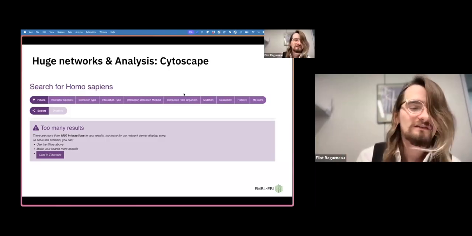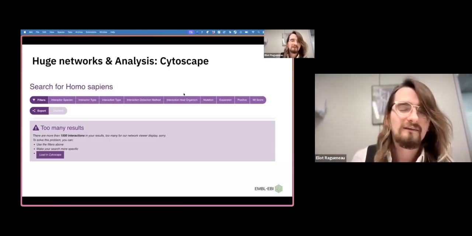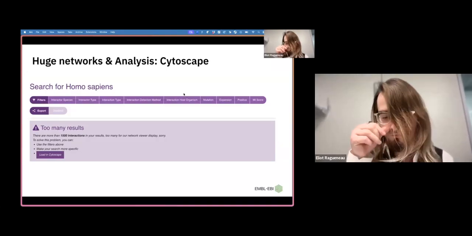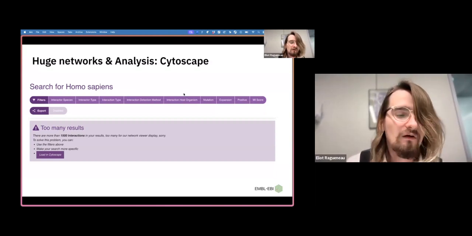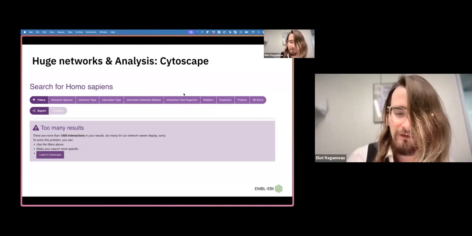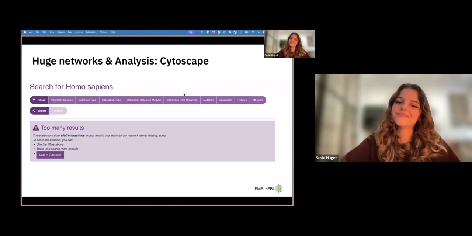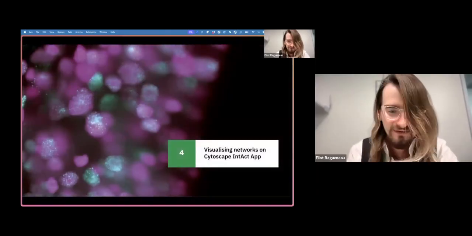And that has two advantages. One, it can handle all of the data of IntAct, so there's no restriction in terms of size. But also, it has a really large ecosystem of applications that can allow you to do much deeper analysis on the graph aspect of the networks. And that's where I will leave the floor to Susie to present the IntAct app on Cytoscape.